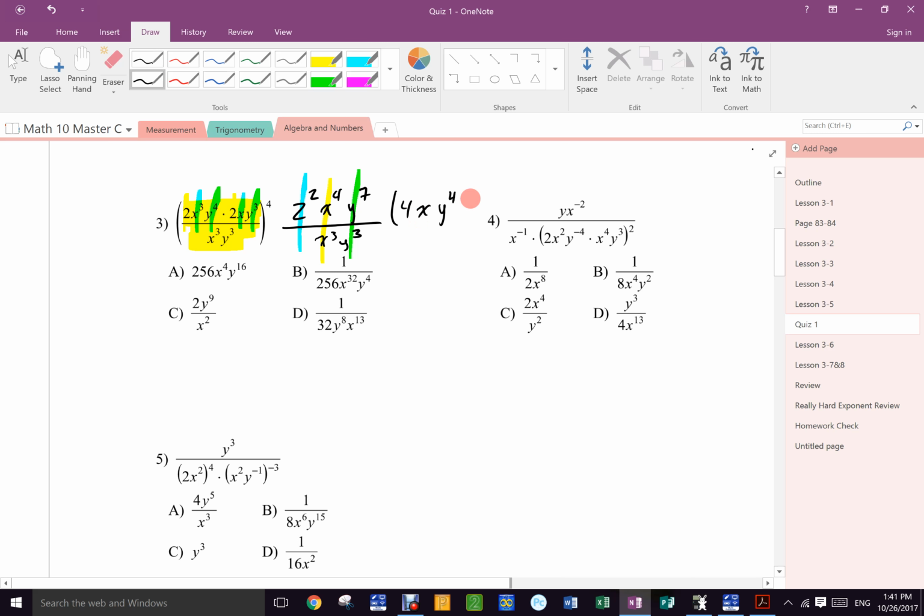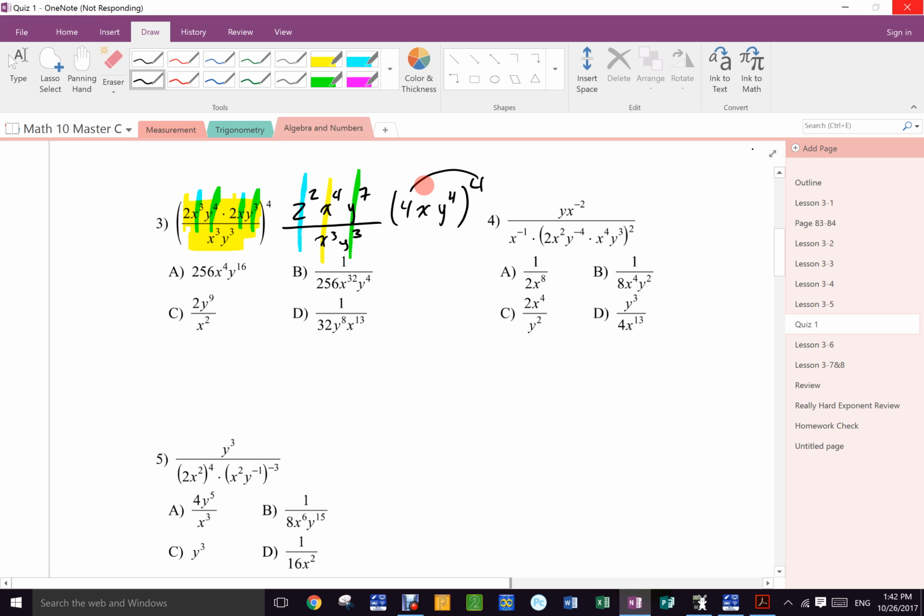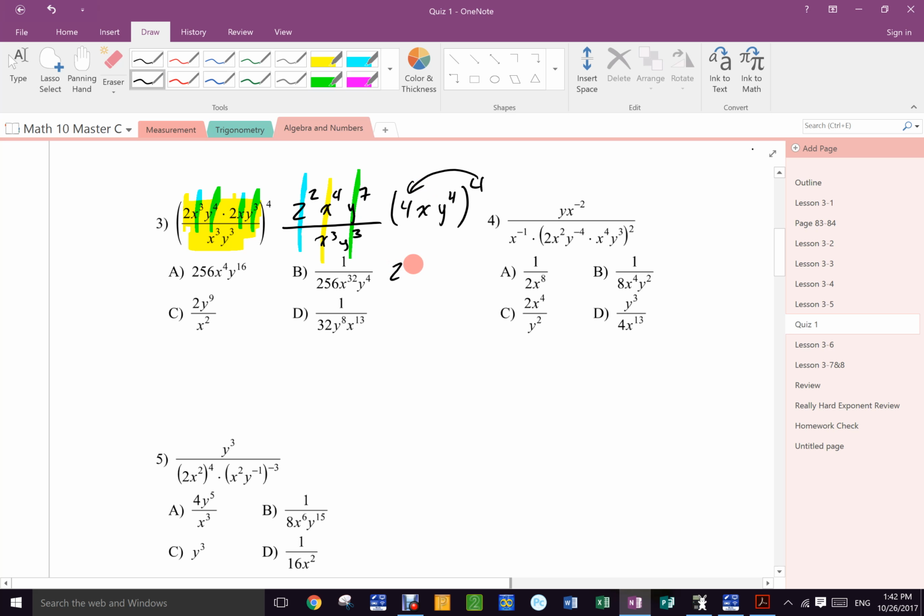Now you'll notice that whole thing has a 4 outside of it. Where does that 4 go? Everywhere. So it goes to the 4 first. 4 to the 4th power is 256, if my stupid computer ever works again. 256. X to the 4, y to the 16. There it is right there.